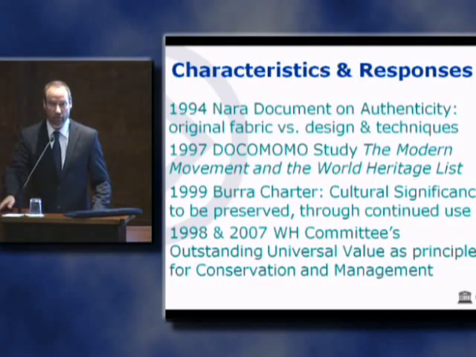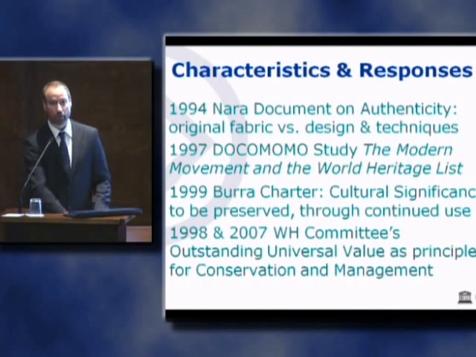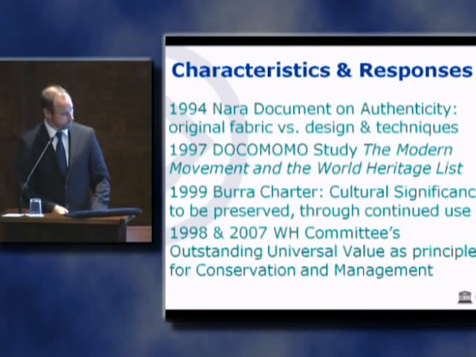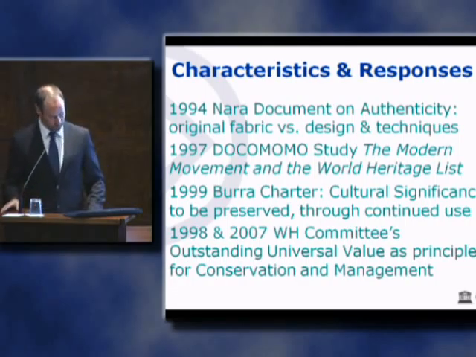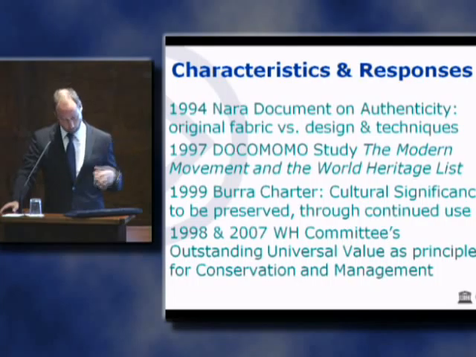In 1996, ICOMOS commissioned Docomomo to perform a study to see whether or not properties of the modern movement could be brought forward successfully for nomination to the World Heritage List. We have already seen that several properties have been inscribed successfully, but I believe that it is important to take a look at one particular section of the report that Docomomo wrote. It was published in 1997, and it deals with the interpretation of authenticity, and it echoes the discussion that took place in NARA a few years earlier.